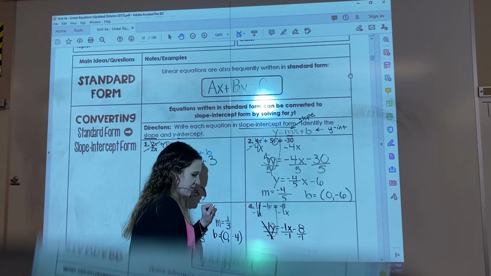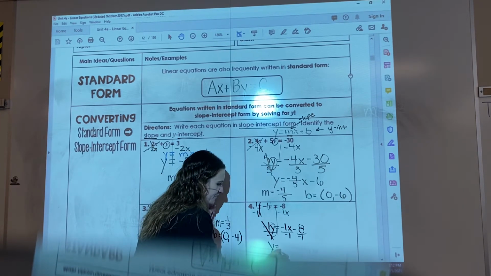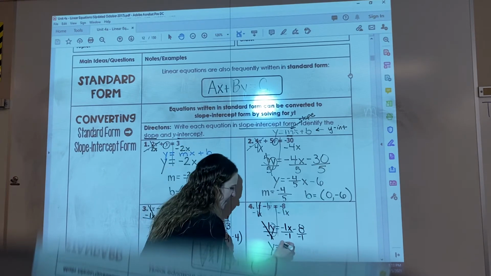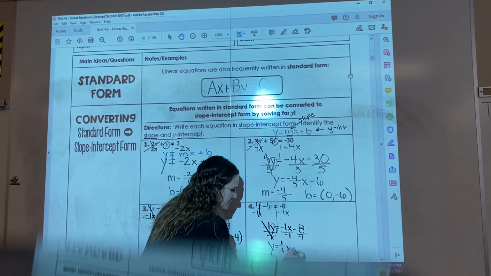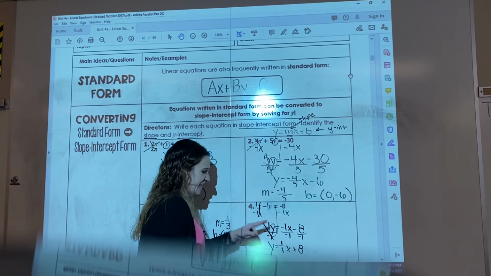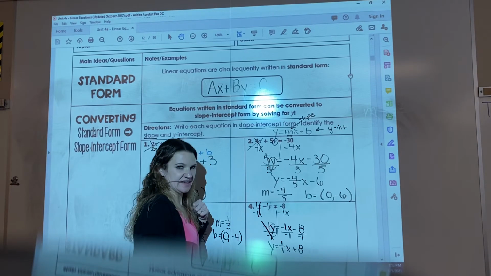They cancel out on the left, giving me just y equals. And then a negative divided by negative is a positive 1/1x plus 8, because -8 divided by -1 is a positive 8.